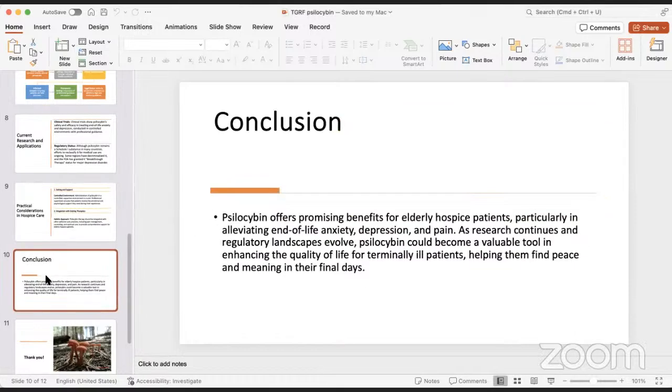At the end, the conclusion is that psilocybin offers promising benefits for elderly hospice patients, particularly in alleviating end-of-life anxiety, depression, and pain. As research continues and regulatory landscapes evolve, psilocybin could become a valuable tool in enhancing the quality of life of terminally ill patients, helping them find peace and meaning in their final days.